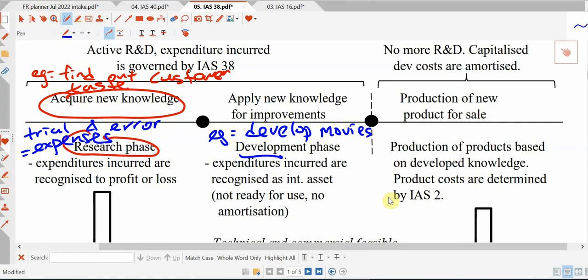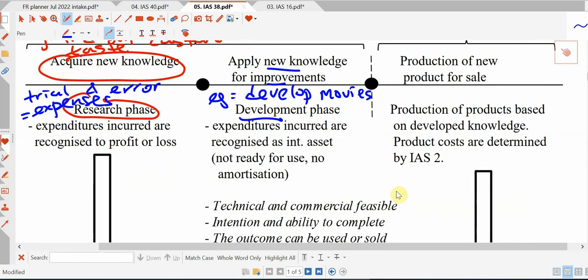After that, if you visit the cinema and then go and buy the DVD, the DVD has another ending. Also, everybody can buy the DVD again. That is how they make more and more money for the same movie. So that is the development phase. In the development phase, what we do is apply the new knowledge we get for improving and developing the movie.